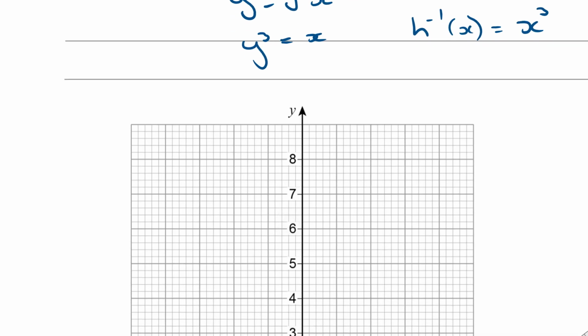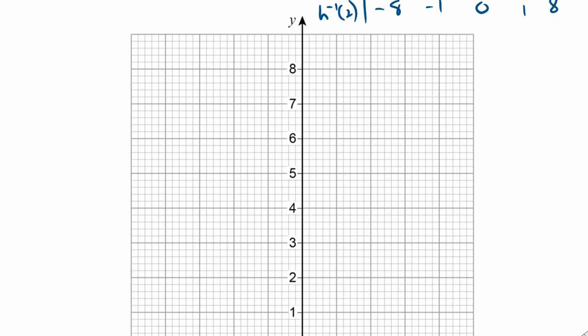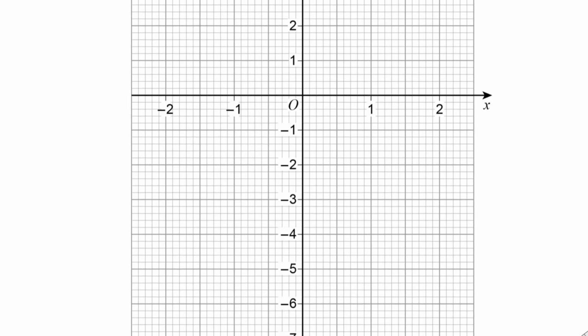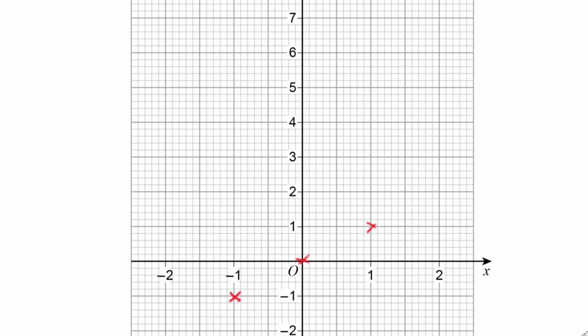So if we draw a quick table of values, from -2, -1, 0, 1 and 2 for x, then h to the minus 1 of x is going to be the cube of those. So -2 cubed is -8, -1 cubed is -1, 0 cubed is 0, 1 and then 8. Okay, so -2, -8 is down here. -1 goes with -1, 0, 0, 1, 1, 2, 8 up there.